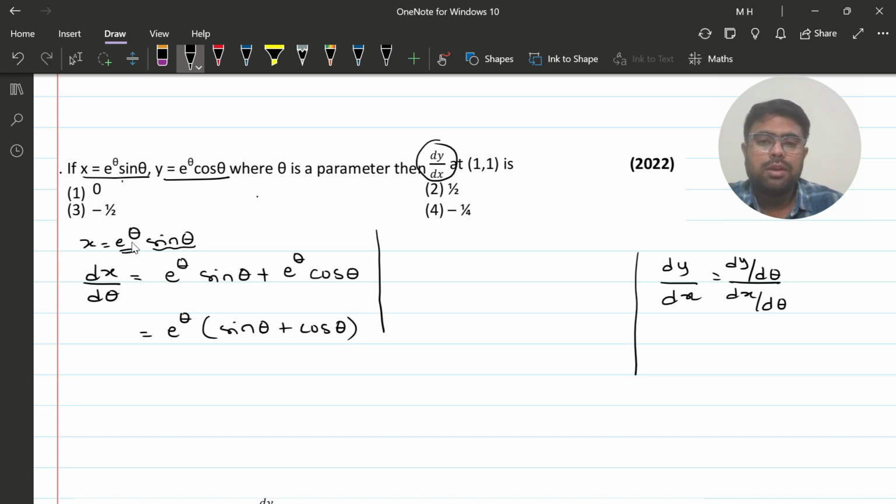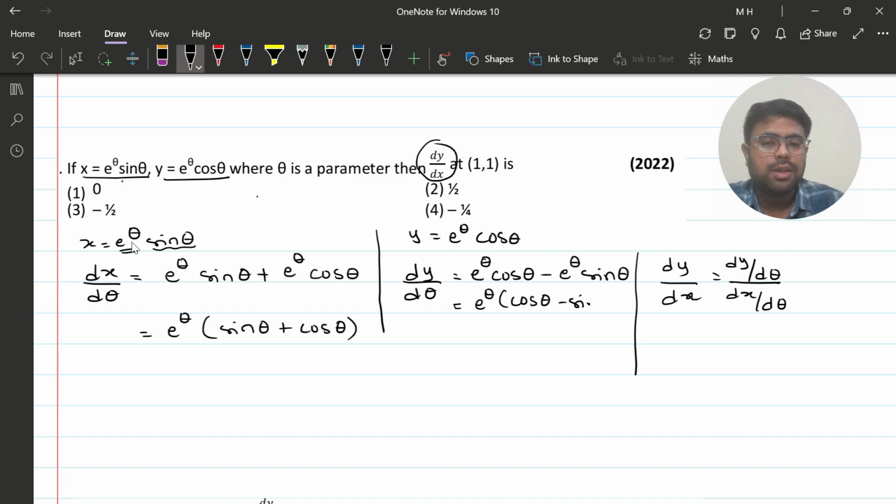And what is going to be dy by d theta? Y is equal to e raised to theta cos theta, right? So your dy by d theta is going to be what? The derivative of e raised to theta is e raised to theta, cosine theta as it is, plus e raised to theta as it is, and the derivative of cos theta is minus sine theta, right? So if I take out e raised to theta, you are going to get cos theta minus sine theta, right? So this is what you have.